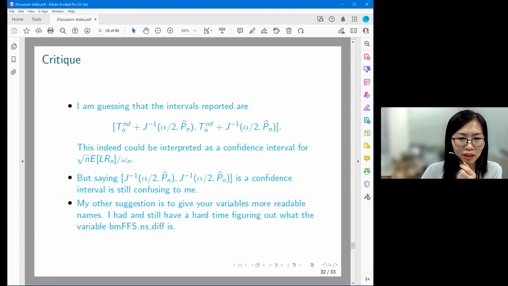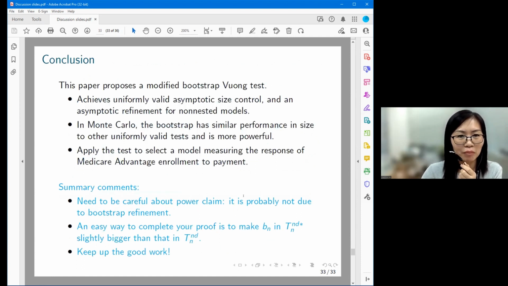So this is just a comment on some terminology that Eric uses. I think he can just look at that himself. So anyway, in conclusion, this paper is the first paper in the literature that investigates how bootstrap works in the model selection test context. And it can be shown to achieve uniform asymptotic size control. And in Monte Carlo simulations, it demonstrates better power. So the empirical application sounds interesting as well.